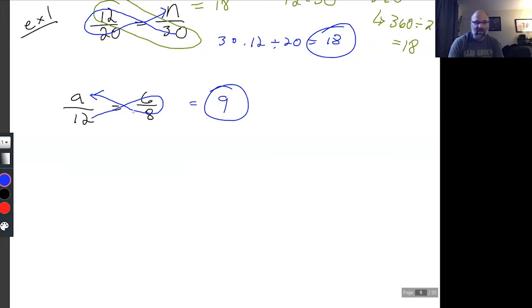Okay, let's try another one just for more practice. So 12 times 6. It's really helpful to have pencil and paper out. You guys should have pencil and paper out.